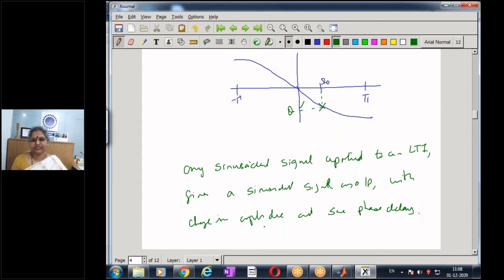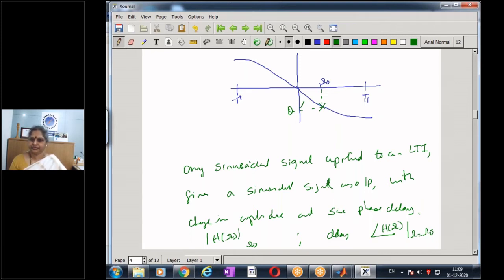The change in amplitude depends on the mod of H of omega, the magnitude response at that frequency omega naught, while the phase delay depends on the angle of H of omega at omega equal to omega naught. So when I look at the magnitude and phase spectrum, and if I have any sinusoidal input signal, I can immediately tell what is the output of the system by simply looking at the magnitude and the phase response. This is unique to an LTI system, and unique to sinusoidal signals as input.